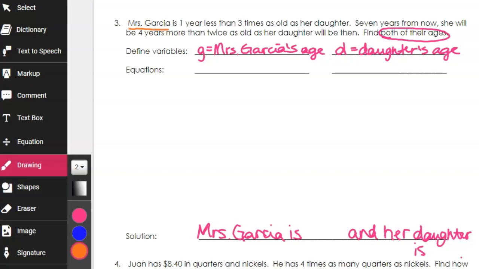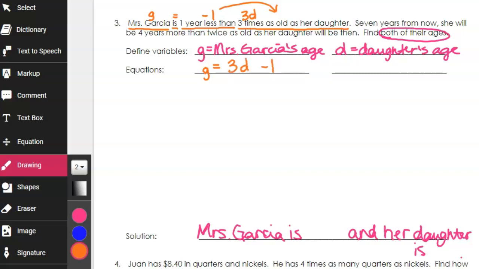Mrs. Garcia is 1 year less than, but at the end, 3 times as old as her daughter. So my equation is Mrs. Garcia is 1 less than 3 times as old as her daughter.